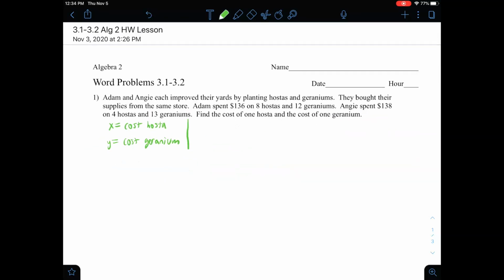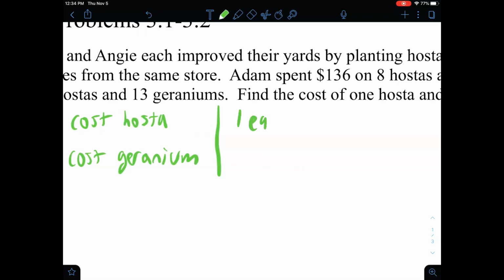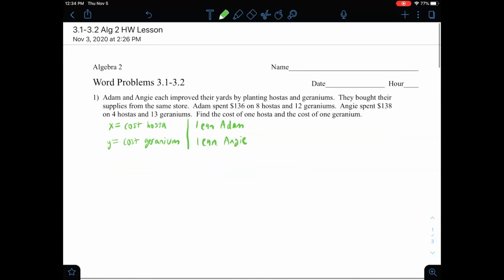And then what we're going to do is we have a combination of hostas and geraniums for Adam and Angie. So we're going to make one equation for Adam. That's not how you spell Adam. And one equation for Angie. Okay? So we're just going to set it up.